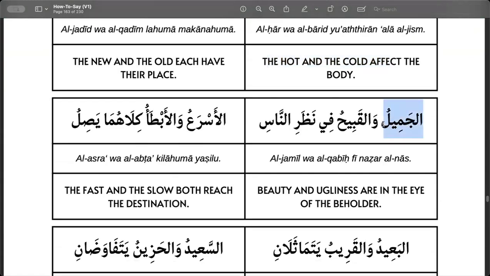الجميل, what is the opposite? القبيح. Beauty and ugliness. الجميل والقبيح في نظر الناس are in the eye of the beholder. Now, this is how we would translate this. في نظر, in the vision, in the looks of the people. بمعنى in the eye of the beholder. الجميل والقبيح في نظر الناس.